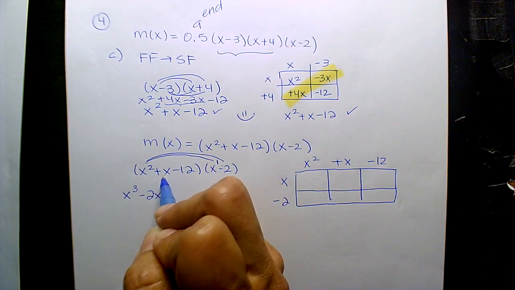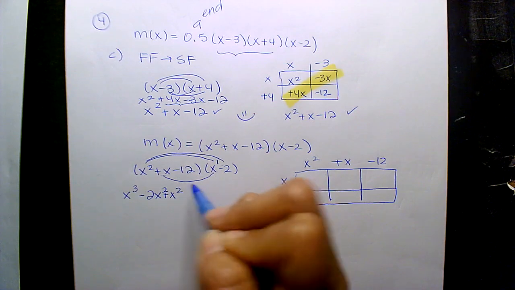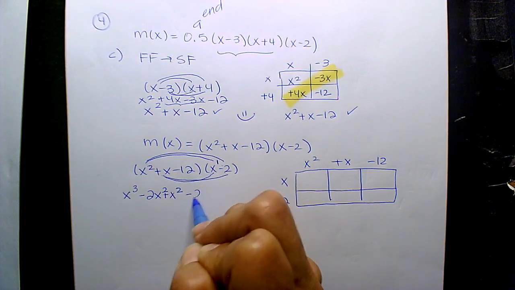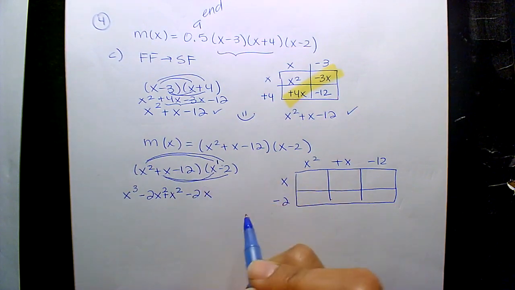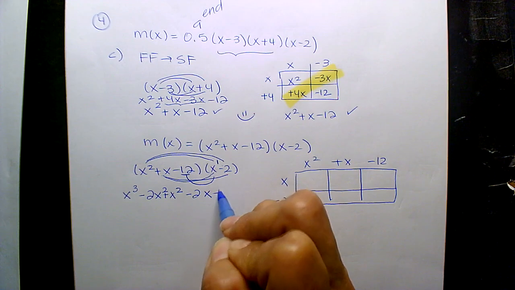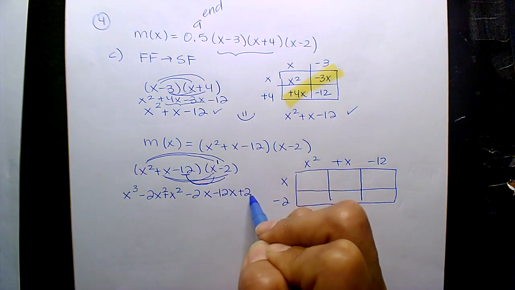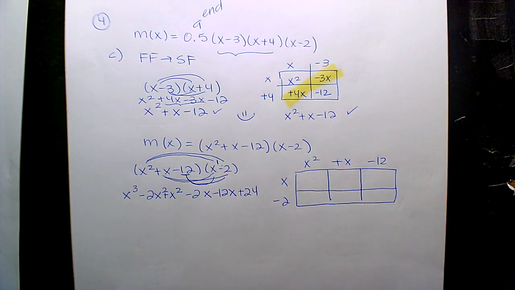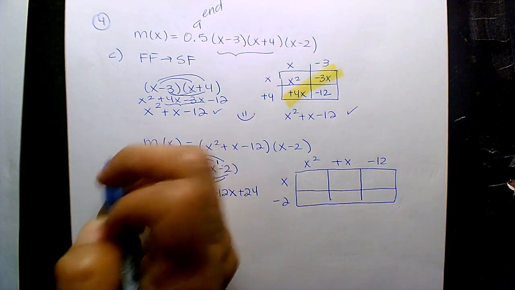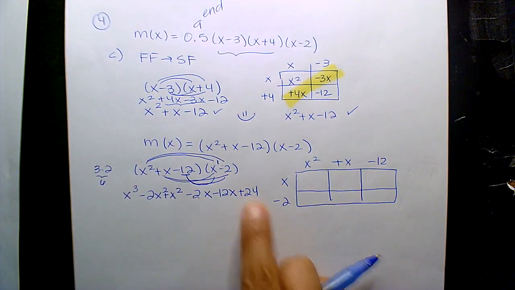So now I'll grab this positive x. x times x is positive x squared, x times negative 2, negative 2x. Now I grab that negative 12. Negative 12 times x is negative 12x. Negative 12 times negative 2 is positive 24. And so I should have 6 terms: 1, 2, 3, 4, 5, 6, right? Because a trinomial times a binomial, tri times bi is 6, and that's why I have 6 terms.